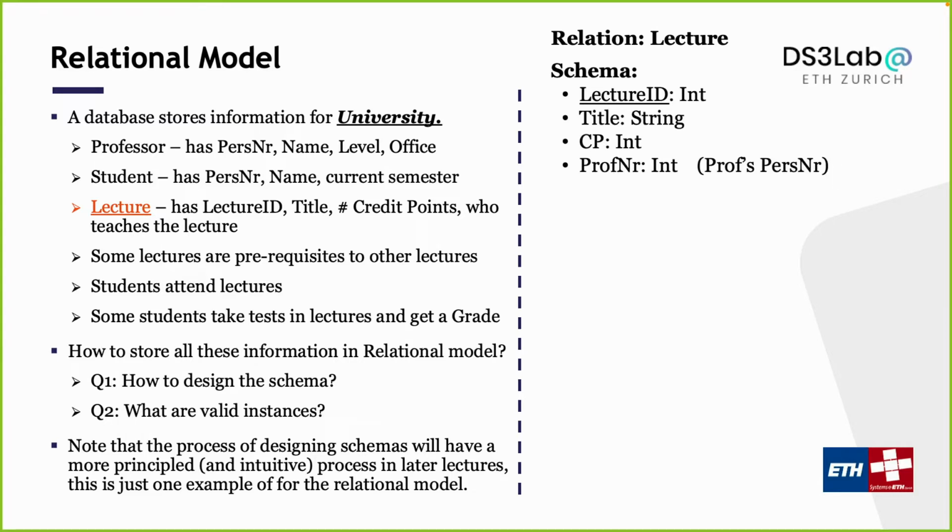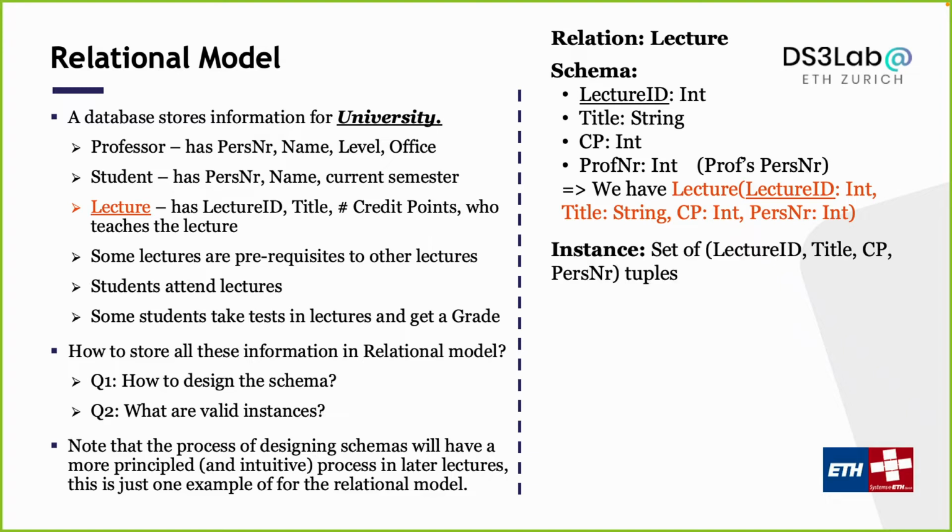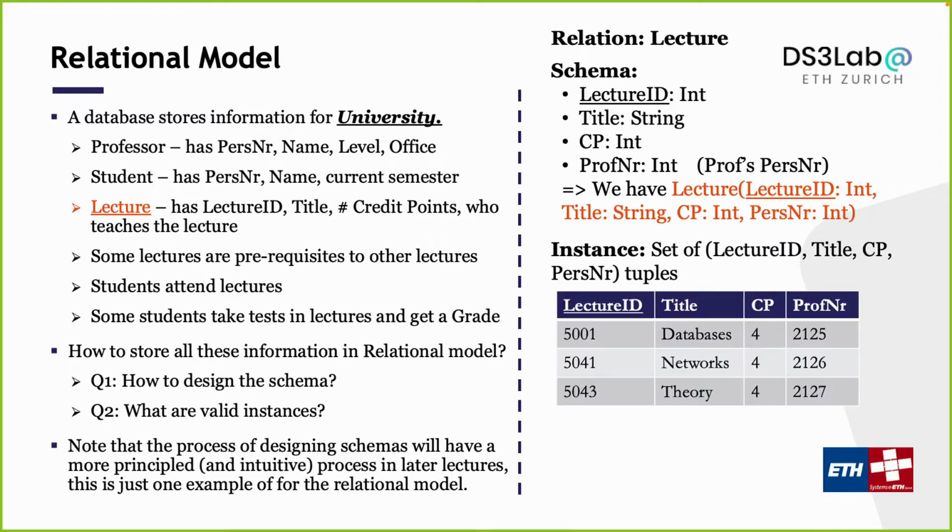Which professor is teaching this lecture, right? And then you have a schema that looks like this. What is the instance of this relation? It's a tuple of 4 different elements. And this is one example instance of this relation, which has a whole bunch of lectures. This is a valid instance. You check whether it's a set, whether it satisfies the data type constraint, whether it satisfies the key constraint.